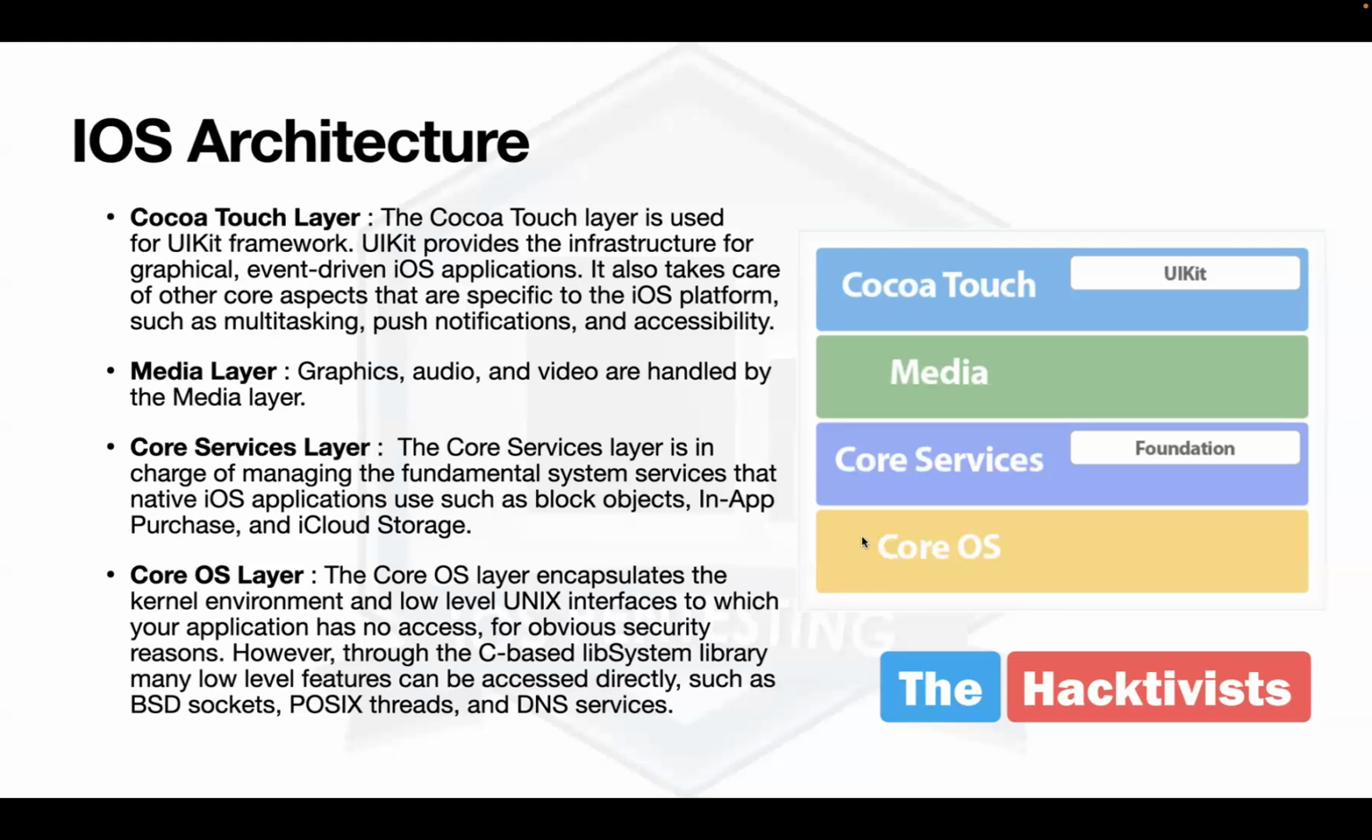Now each and every layer has separate sub layers for a specific functionality. For example, within Cocoa Touch there is a specific sub layer for push notifications. Likewise, in our next sessions, while we deal with the devices and applications, you will be able to interact more with these layers and understand how applications interact with them. But for now, we understand that the architecture is divided into four layers, and these are the major parts of those layers.